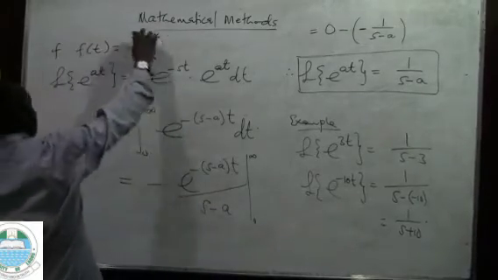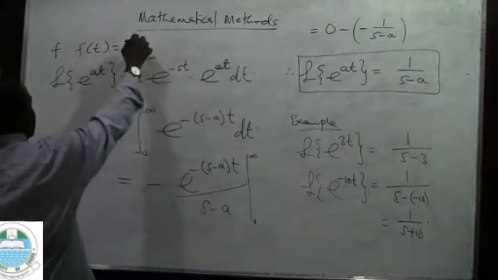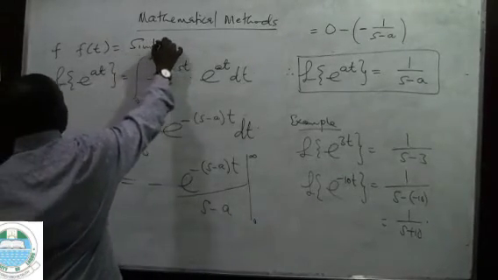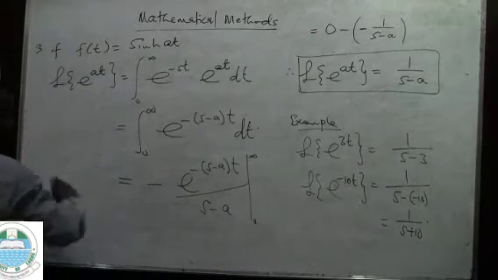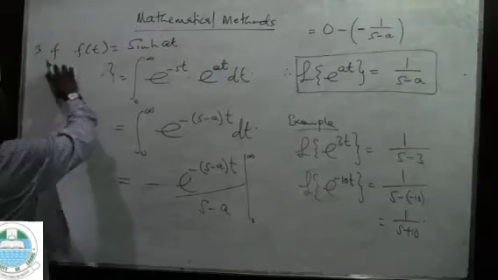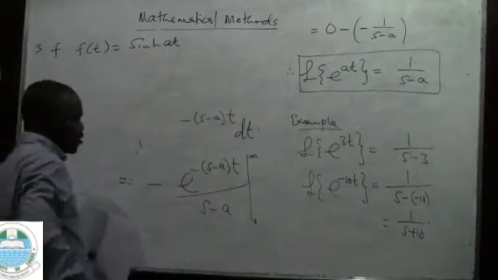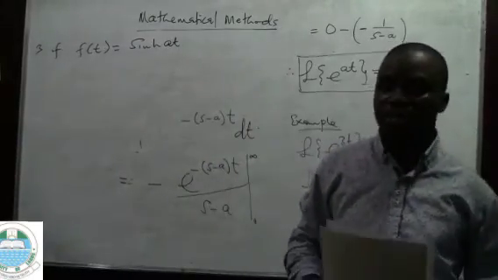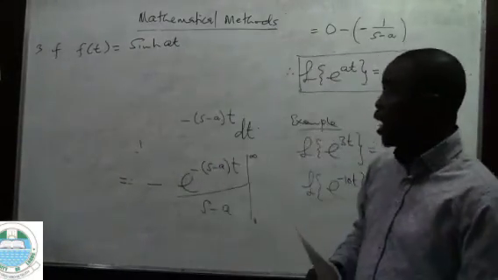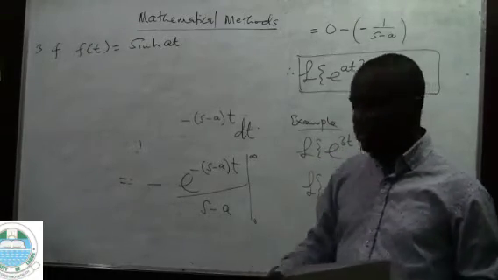So number 3. What if it is a hyperbolic sine at? How will it look like? The one of sine at and cos at, they are just extension of the exponential, because the definition of sine at and cos at has relation with exponential.